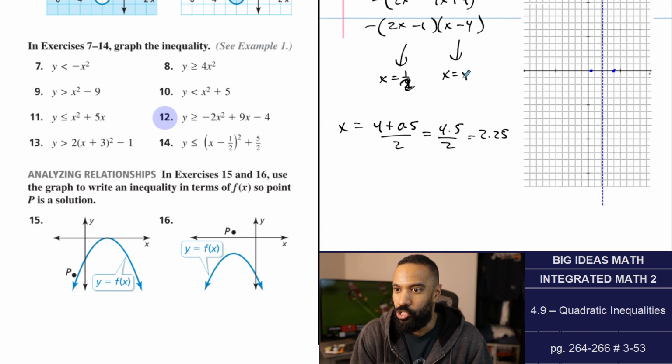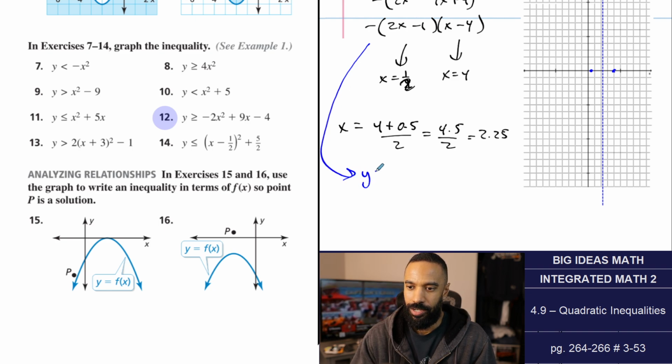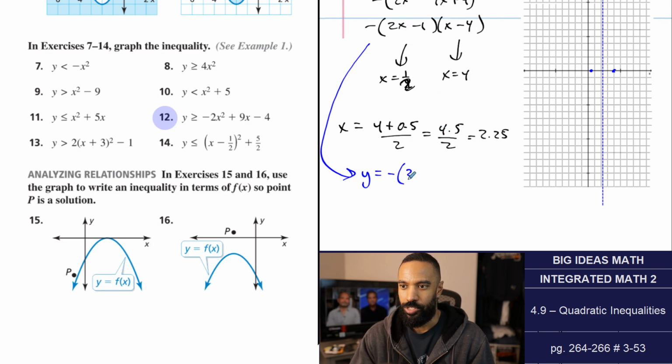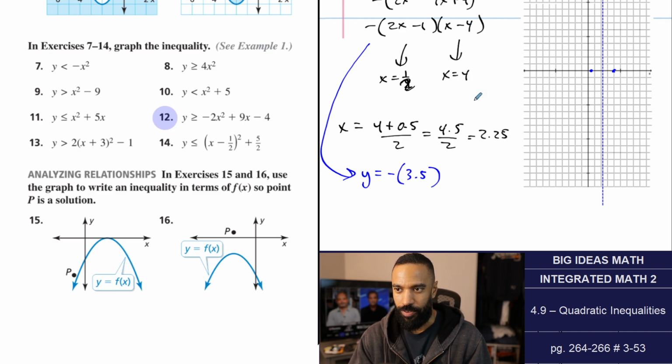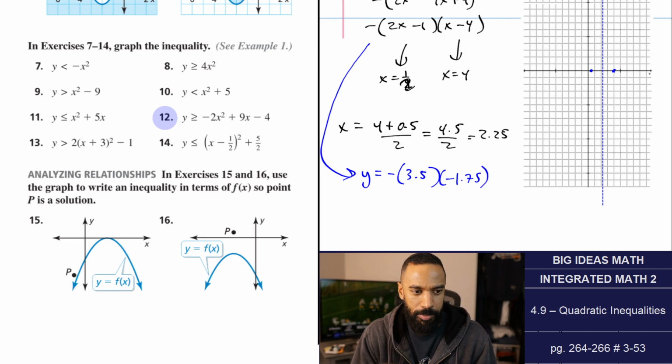Let's plug in 2.25 into that equation there. 2.25 times 2 is 4.5, minus 1 is 3.5. I'm going to use the calculator here. 2.25 minus 4 is negative 1.75, if I did that right. So negative times negative will be positive.